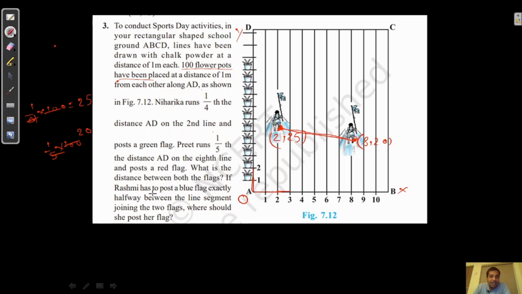If Rasmi has to post a blue flag exactly halfway between the line segment joining the 2 flags. So there is one more girl, Rasmi. She has to place one more flag that will be equidistant from both the points, because they are saying exactly halfway in the middle of these 2 points. Rasmi has to place one more flag. So where should she post her flag? So now we have to see one more concept, that is the concept of midpoint. Just look at the figure.